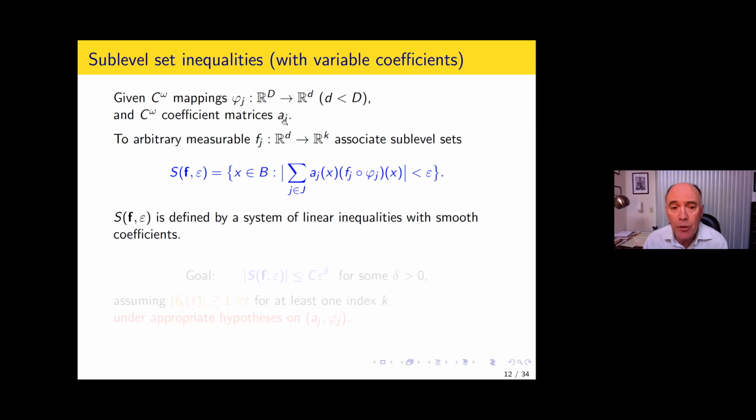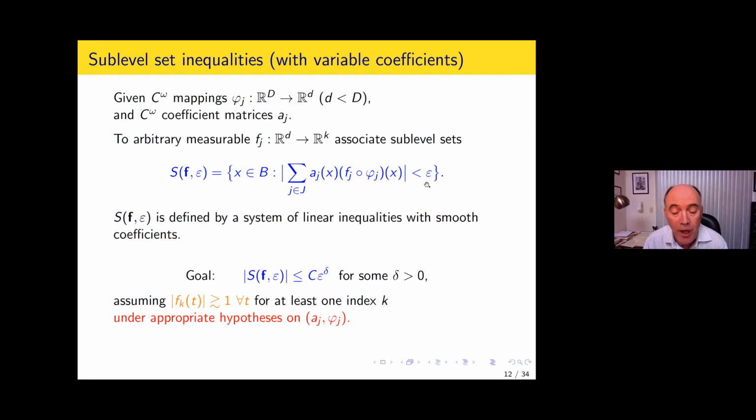All right. So this set is defined by a system of a certain number of linear inequalities with smooth, even real analytic coefficients involving measurable functions of fewer than capital D variables. All right, and here, the kind of inequality we want is one which asserts that the measure of the sublevel set is majorized by a positive power of this tolerance epsilon.